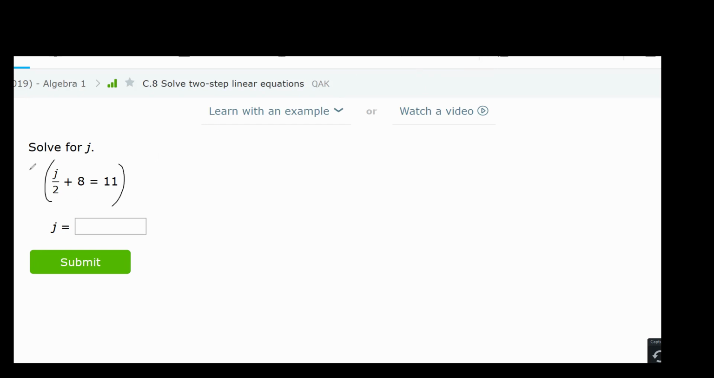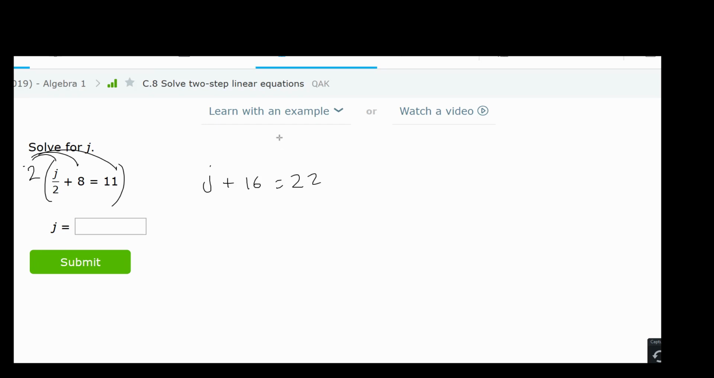So what you would do is multiply by 2, and then the result of that would be j plus 16 equals 22. So every time you multiply a fraction by its denominator in the context of an equation, you're going to be left with just the numerator. At this point, you go ahead and continue to solve.